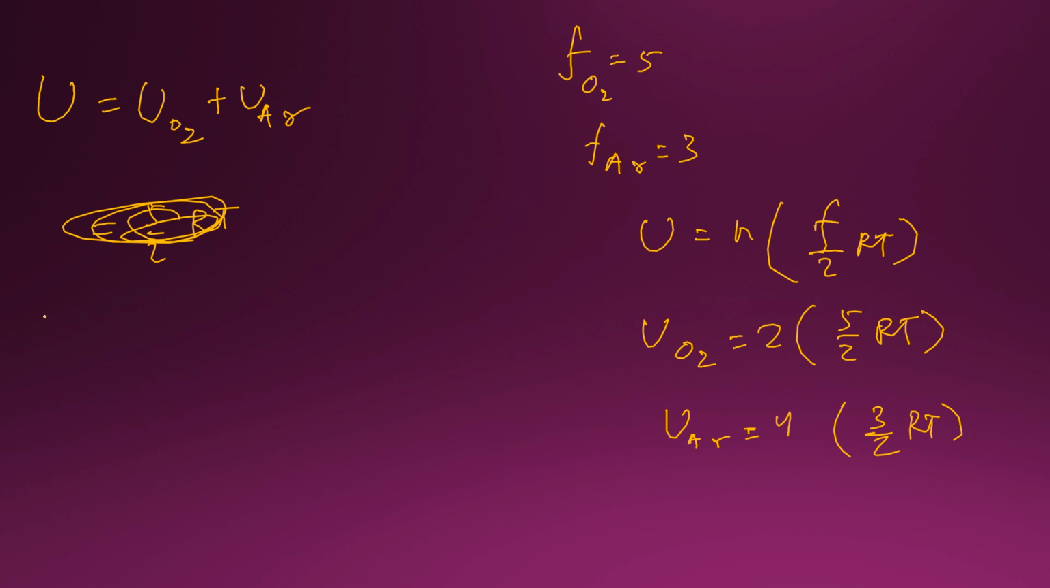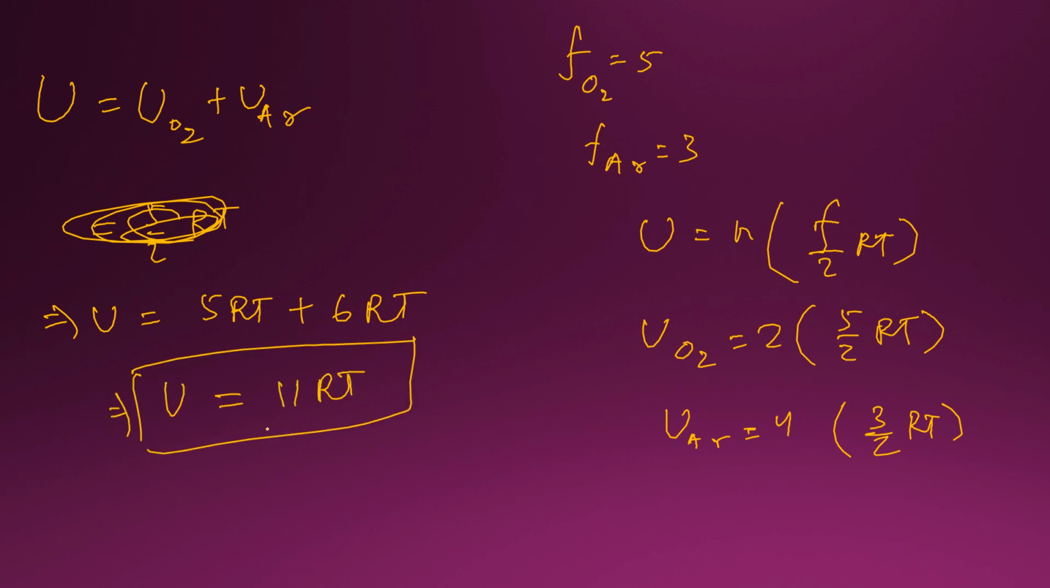So I'll put it here. U is equal to U of O2, that is 5 RT, plus U of argon, that is 6 RT. So this will give me 11 RT. So 11 RT is the total energy of the system, the total internal energy of the system. Alright.